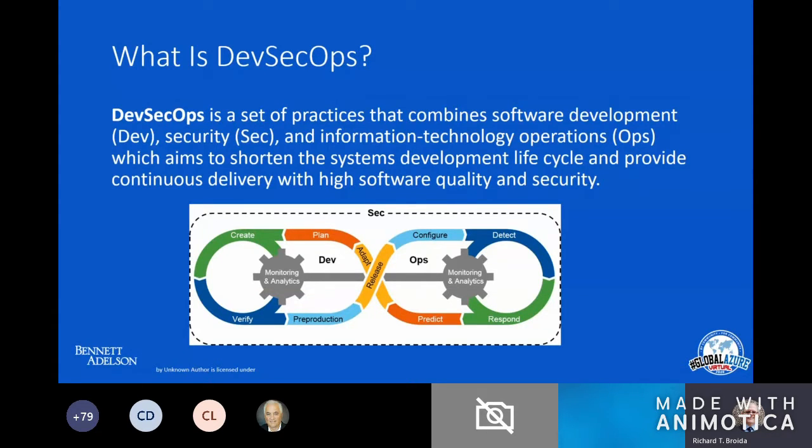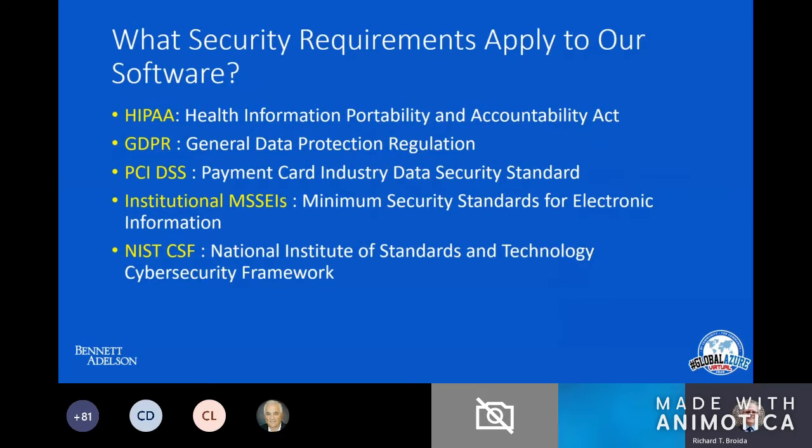DevSecOps says, let's go one step further and let's bring security into the picture. Let's get the security team of our organization, assuming we have one, or if we don't, let's put security features in anyway, so that in addition to making our software high quality and delivering it fast, let's make sure it's secure too. Now, do we need to be secure?